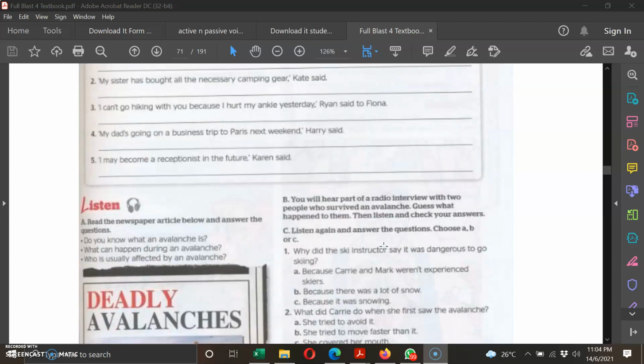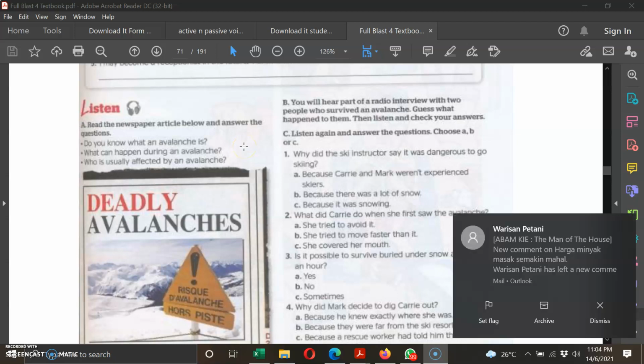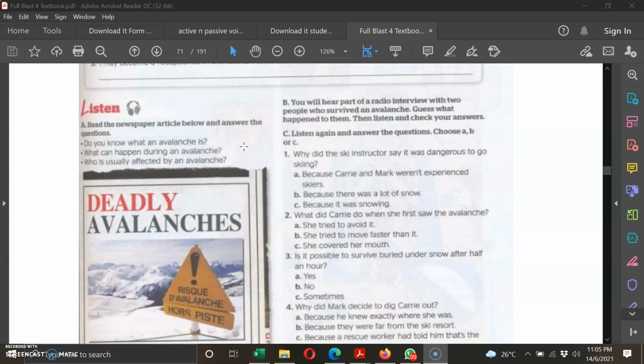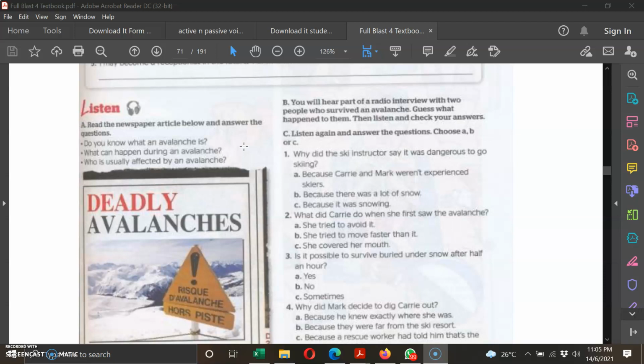Okay, next one, we have come to the listening activity. Part A. Read the newspaper article below and answer the question. Question number 1. Do you know what an avalanche is? Okay, the answer here is an avalanche is a large amount of snow or ice that falls down a mountain. Runtuhan salji di atas gunung.